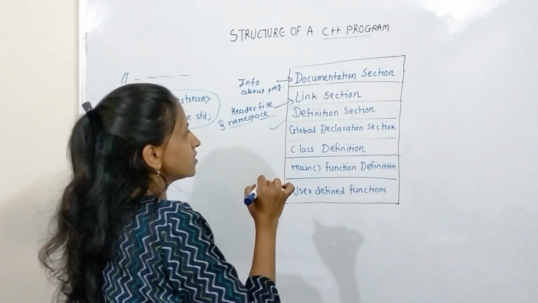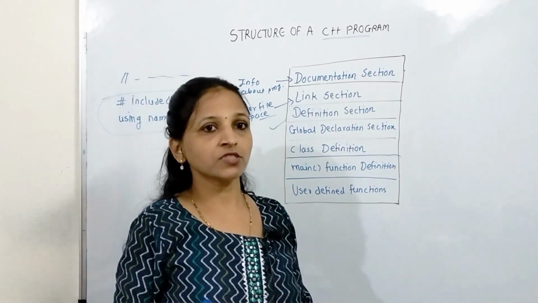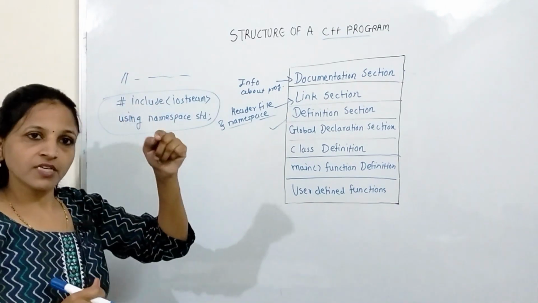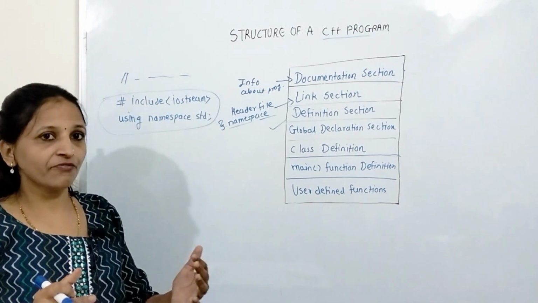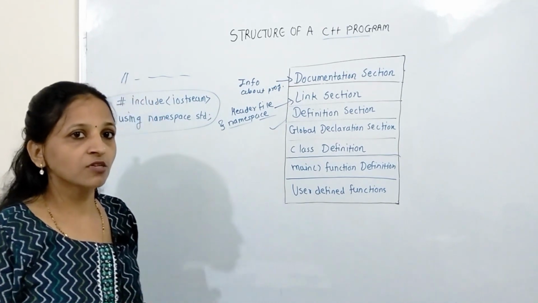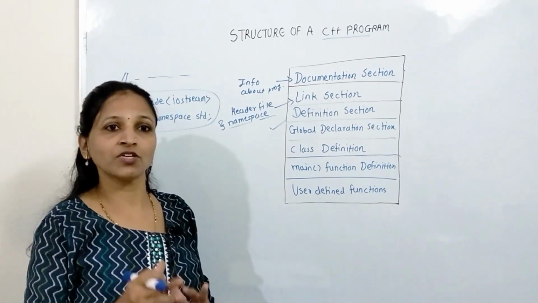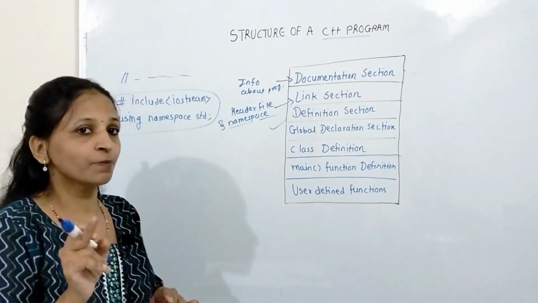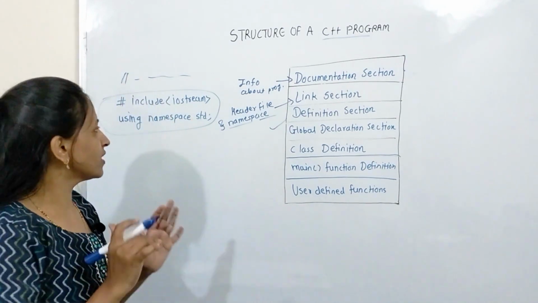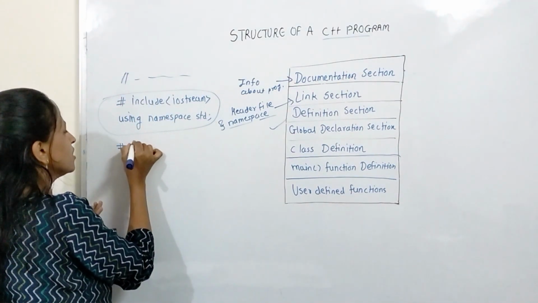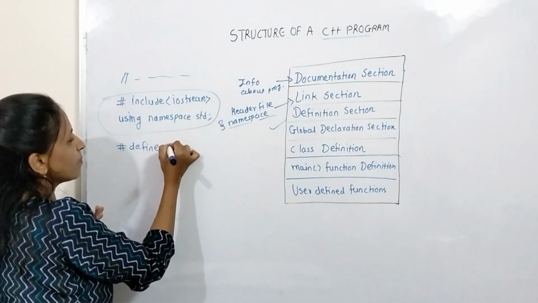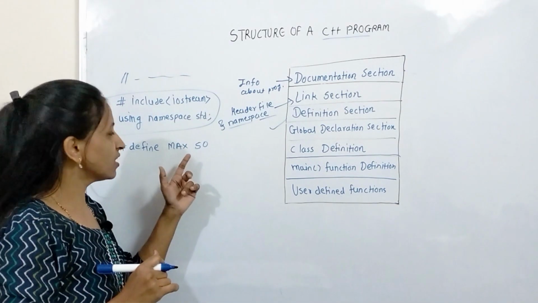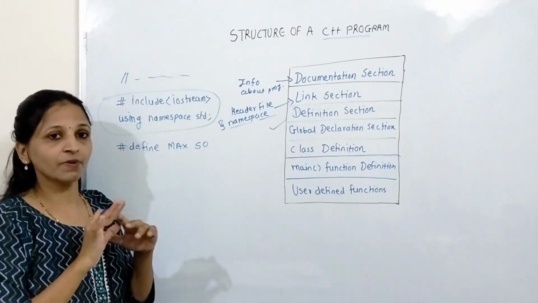Now the definition section. See, in the C programming language we have seen a preprocessor directive. Actually this hash include is again a preprocessor directive, but if you want to define any constant in a program, constant means whose value cannot change during execution of a program, that we can do with the help of the hash define preprocessor directive. If you want to define any constant, then you have to write hash define, then let MAX be a constant, and I want to give the maximum value as 50. Don't give a semicolon here, don't write equal to, don't write a data type, nothing.